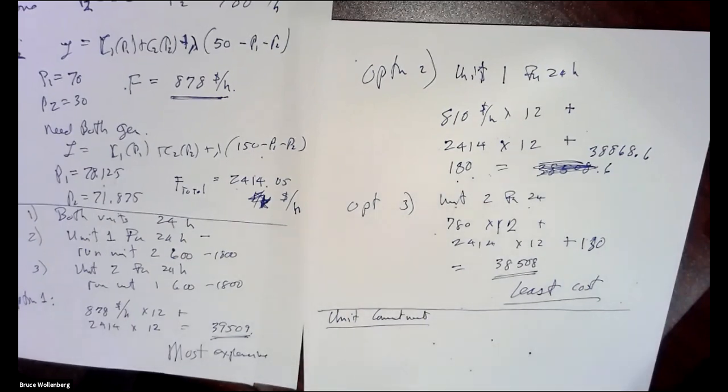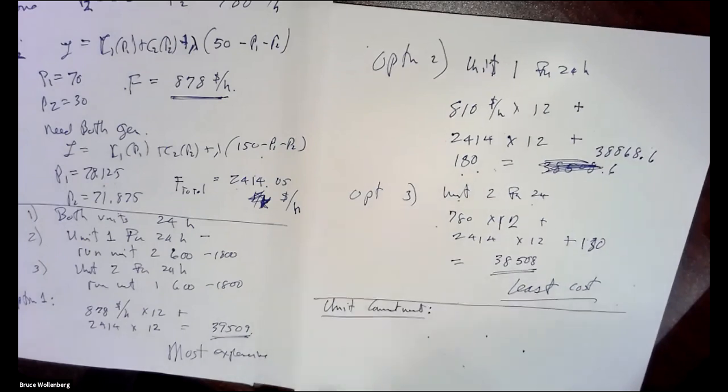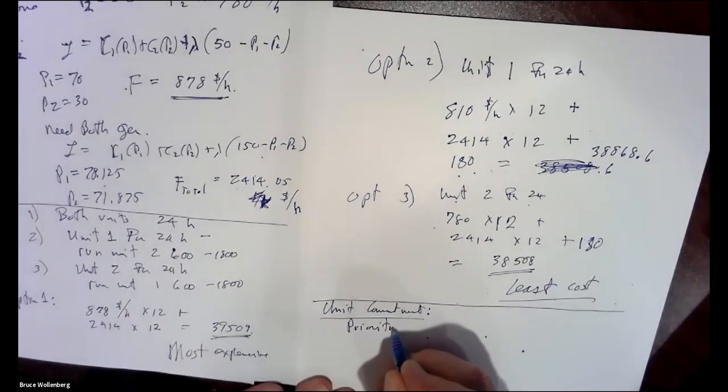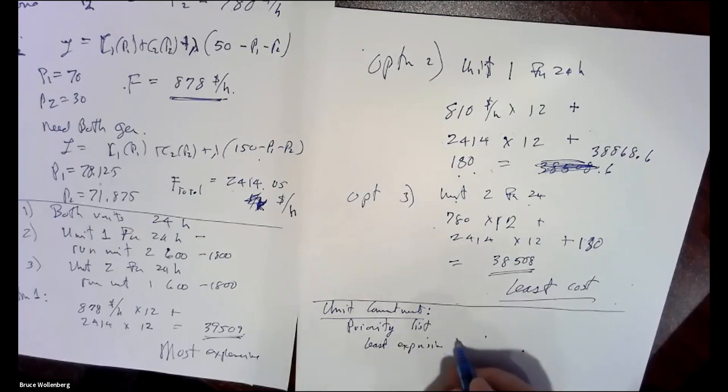We'll get into some of the videos of this tomorrow. One of the simplest ways of doing it is what is called a priority list scheme. And so we have the least expensive unit, and then we have the next most expensive unit, and then the next.